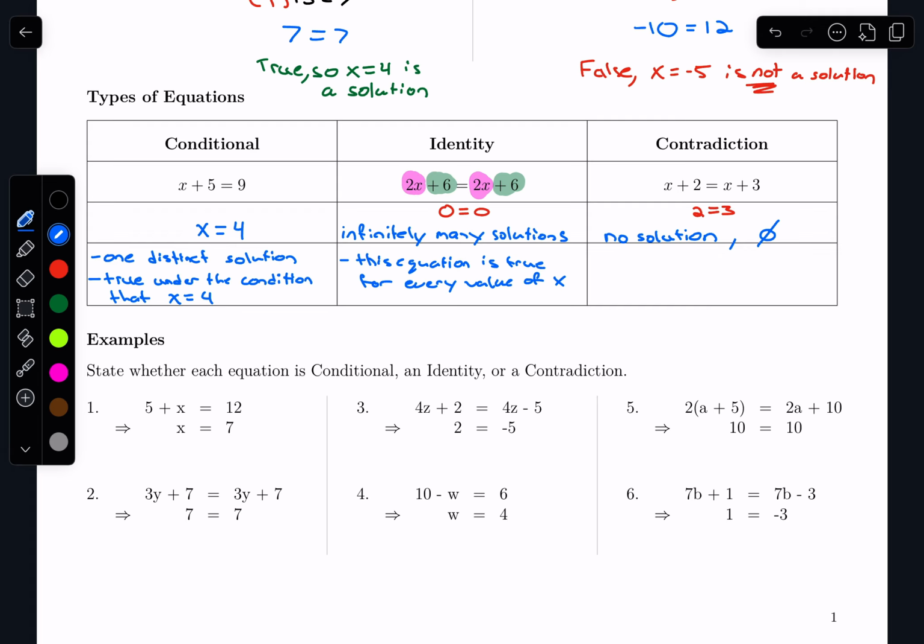So we call this type of equation being a contradiction because it contradicts itself. It gives us a false statement such as 2 equals 3, which again is just simply not true. And so this equation is never true.